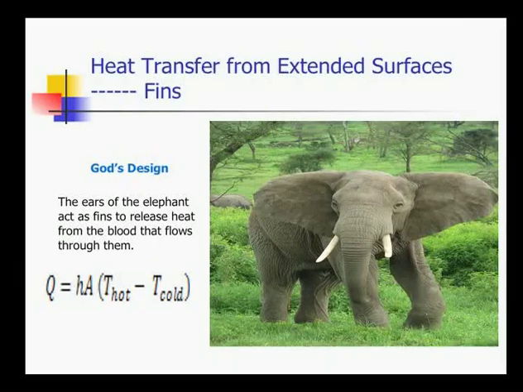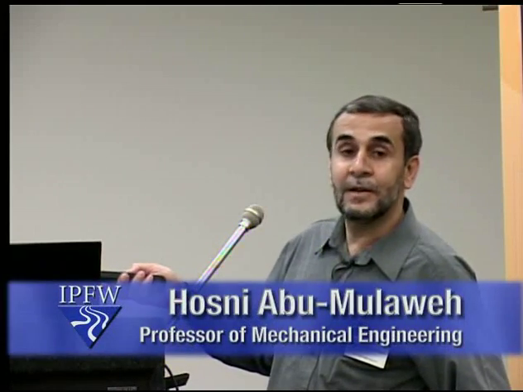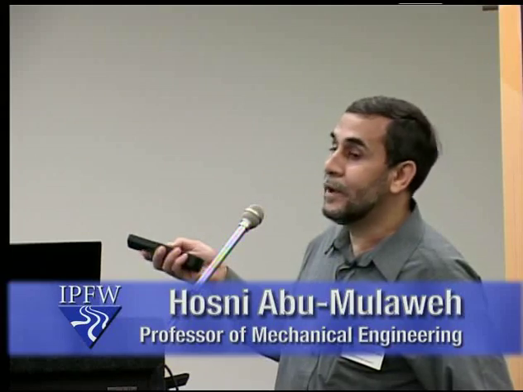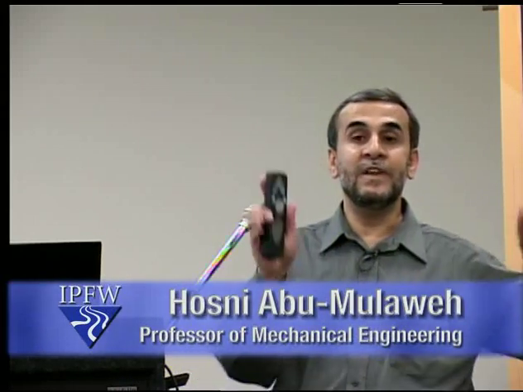Now, you wonder why the elephant has very large ears. I think God knows better, right? The ears of the elephant act as fins. If H is constant, we can increase the heat loss by increasing the surface area, and that's why we have so large ears. Also, sometimes you see those ears flipping.